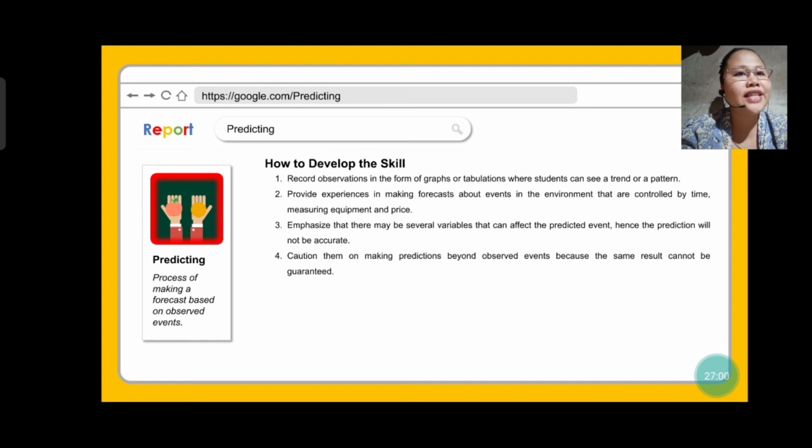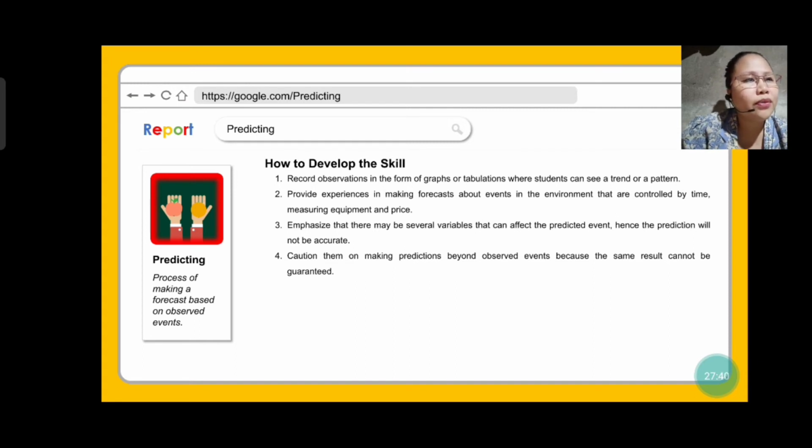And then third is to emphasize that there may be several variables that can affect the predicted event. Hence, the prediction will not be accurate. So emphasize to the students that there are variables that can affect the predicted event. For example, the rain was very strong, but it did not flood. So these are variables that affect the predicted event. Hence, the prediction will not be accurate at all.